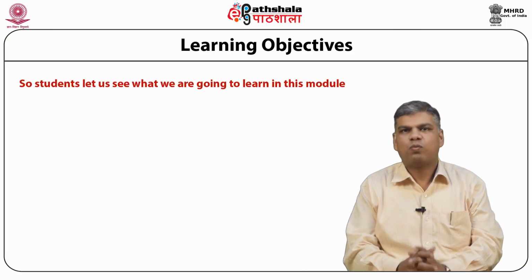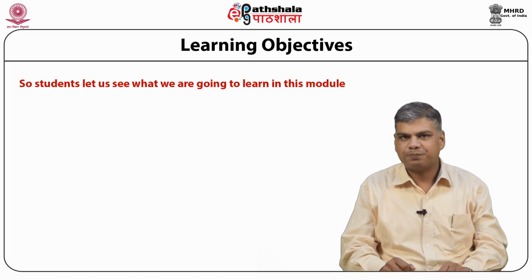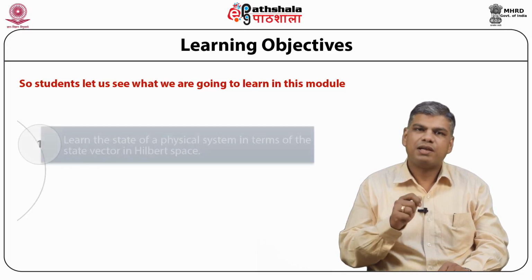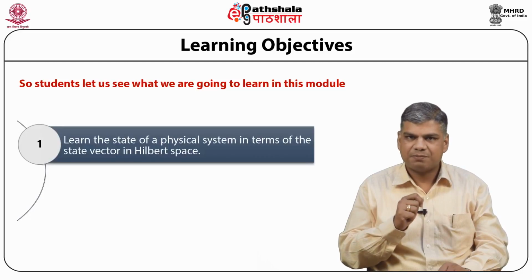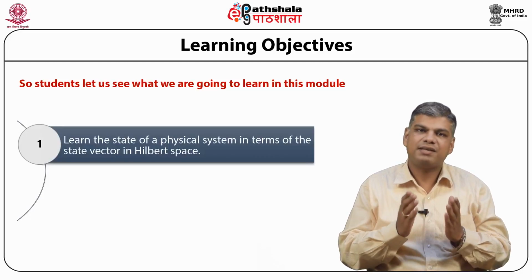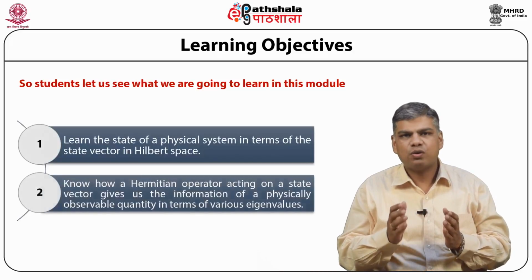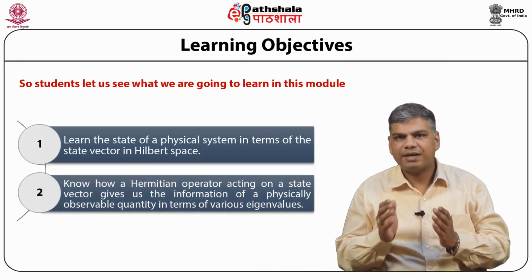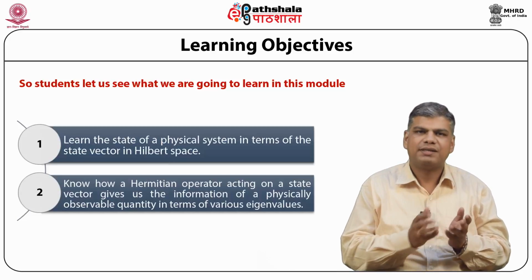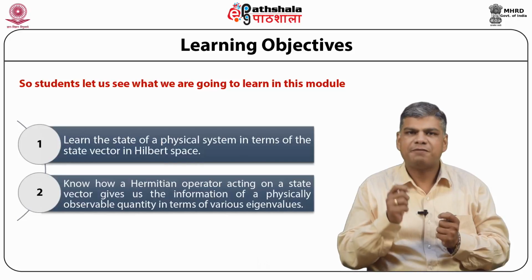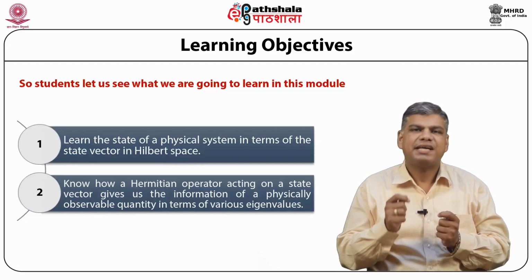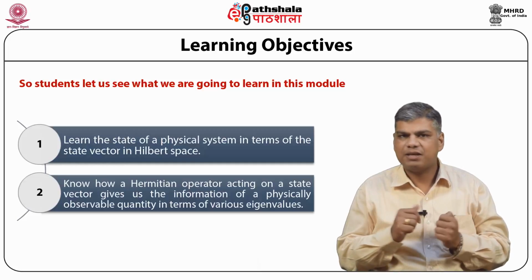Today, we are going to discuss the module Postulates of Quantum Mechanics under the paper Quantum Mechanics 1. So students, let us see what all we are going to learn in this module. To begin with, we will learn the state of a physical system in terms of the state vector in Hilbert space. We'll know how a Hermitian operator acting on a state vector gives us the information of a physically observable quantity in terms of various eigenvalues.